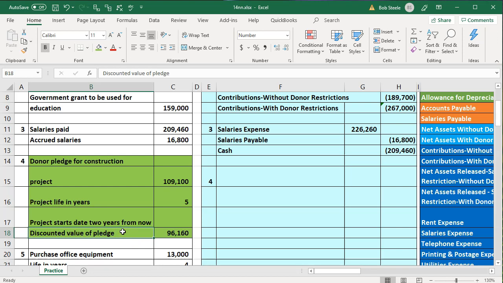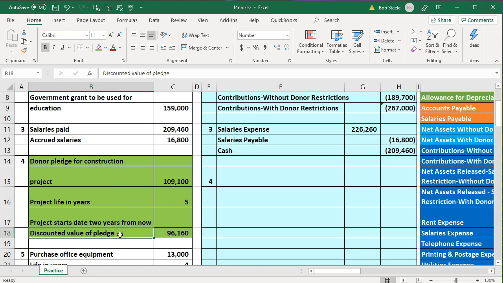So the problem is we got to deal with the time value of money. If we got the money now, that's fine, but we can't do anything for it because the project doesn't start for the 2 years. And it's a pledge, so we didn't actually get the money yet. So it's a pledge. So the project starts in 2 years from now.